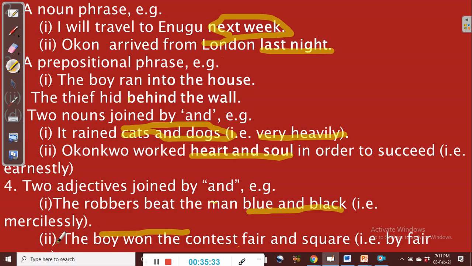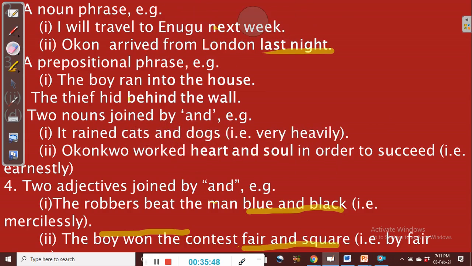Now the next example, the boy won the contest fair and square. That is by fair means. That also is an adverbial phrase because it's describing how the boy won. So if we say the boy won the contest and someone says how, then we need an adverbial phrase of manner, fair and square. That is by fair means, honestly. All right, so that's exactly what it is.